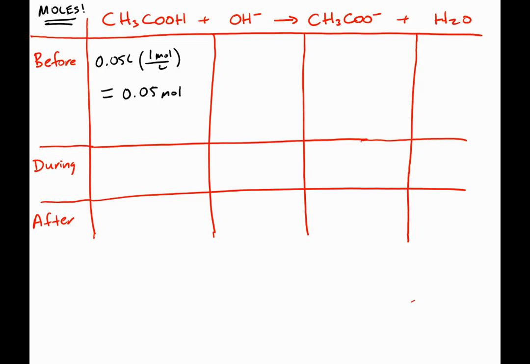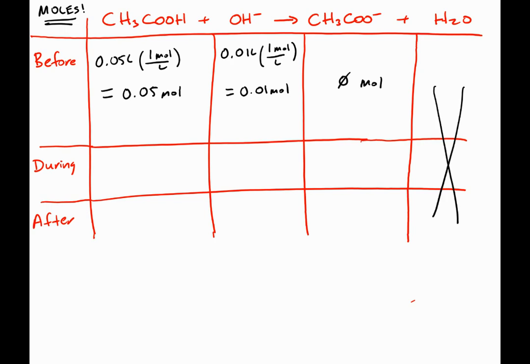For the hydroxide, that comes from the 10 milliliters of 1 molar sodium hydroxide that you used. So the volume from the hydroxide is 10 milliliters or 0.01 liters. And the concentration of the sodium hydroxide is 1 molar, so 1 mole per liter. So we have 0.01 moles of hydroxide. Acetate ion is not a major species initially, so we'll have 0 moles of that initially, and we don't care about water.